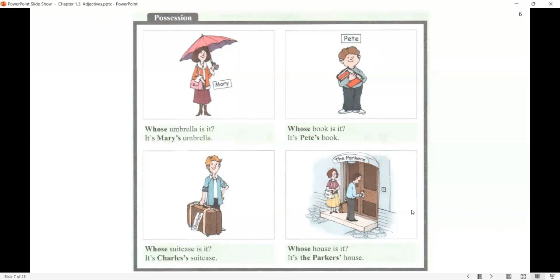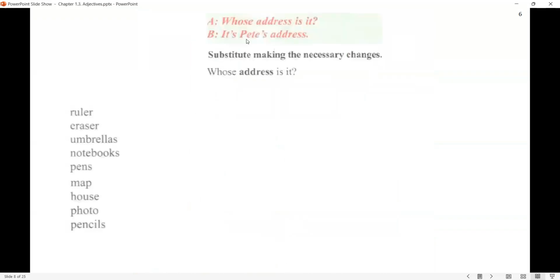Now let's do a substitute drill. Whose address is it? It is Pete's address. Change the word address. In this exercise, I just want to show that after whose we use a noun. And pay attention to the nouns. If they are singular, we say is it. If the noun is plural, like umbrellas, you have to change this to plural format, right? So you should say are they. The plural form of it changes to they. Pause the video, do it. When you're ready, check your answers with me.